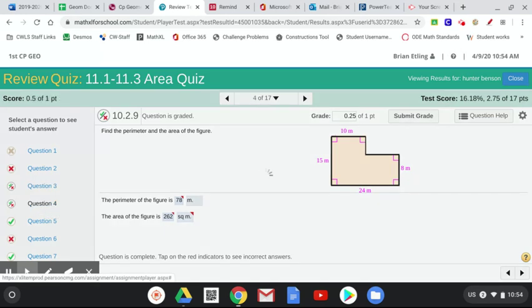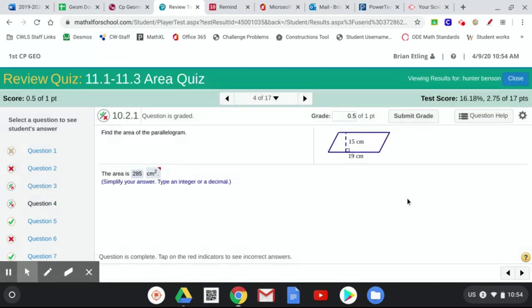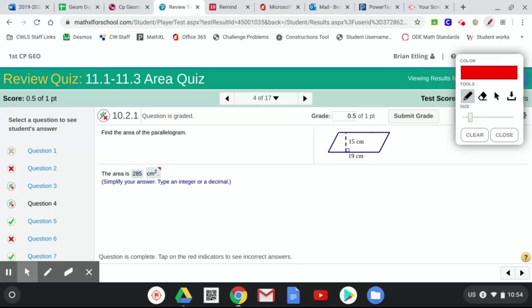All right. Number 4 here. Area of the parallelogram, area is just base times height. So it's just going to be 15 times 19 for this one. Okay. That's all it is.